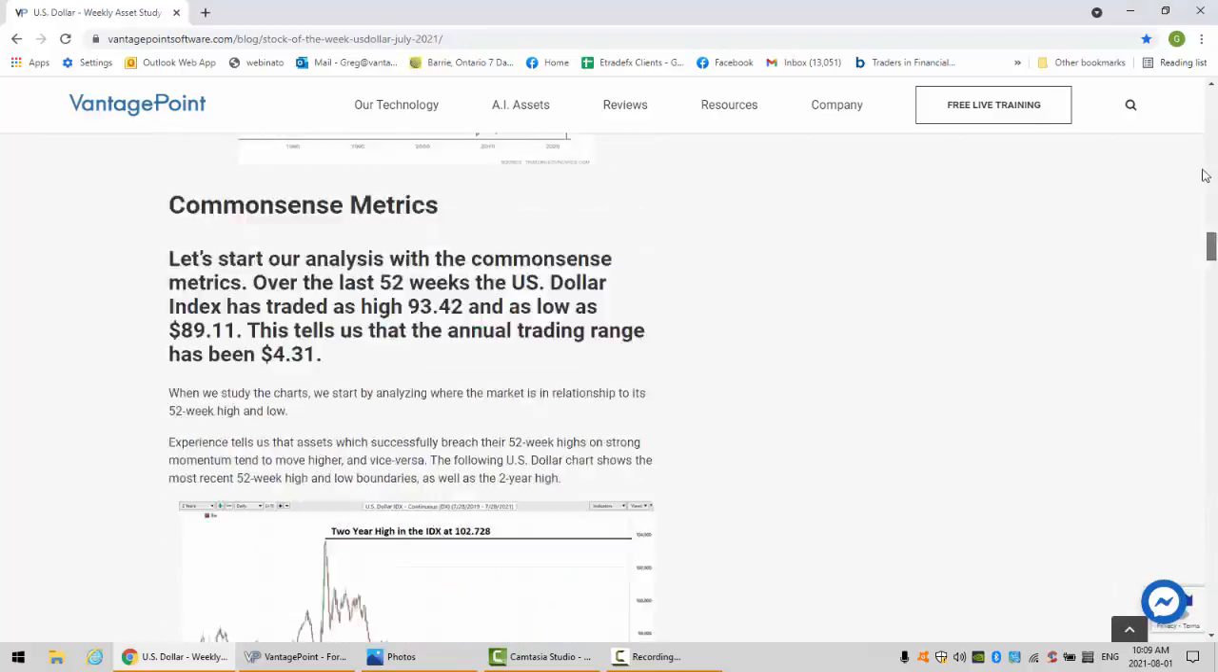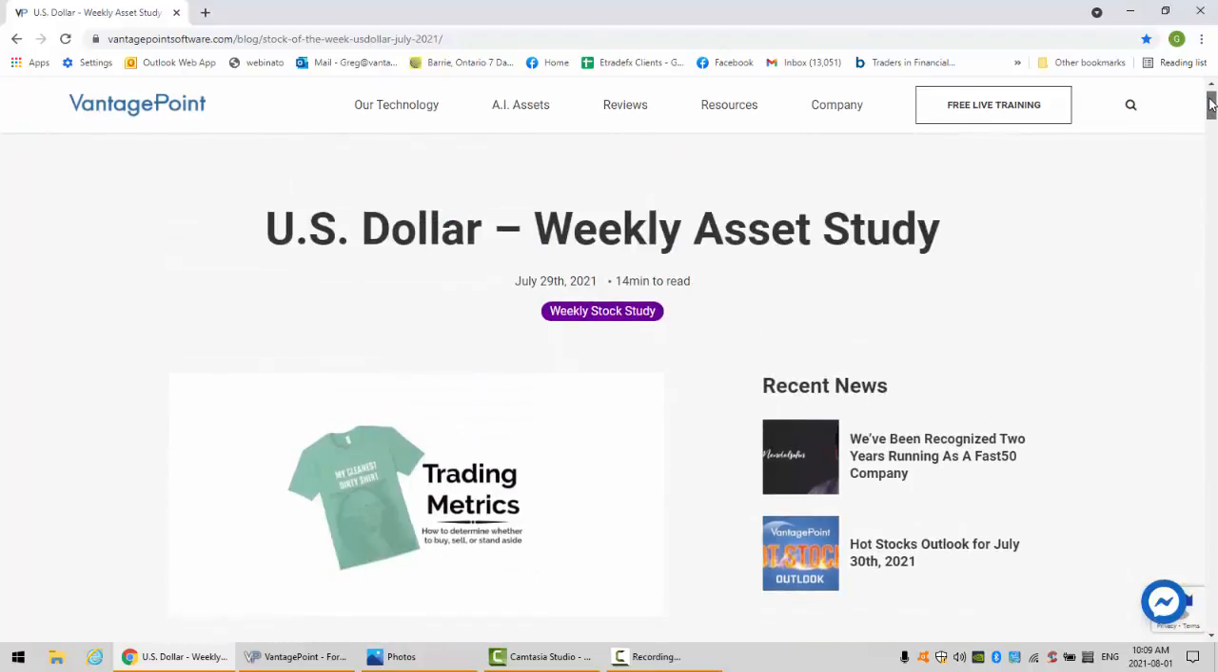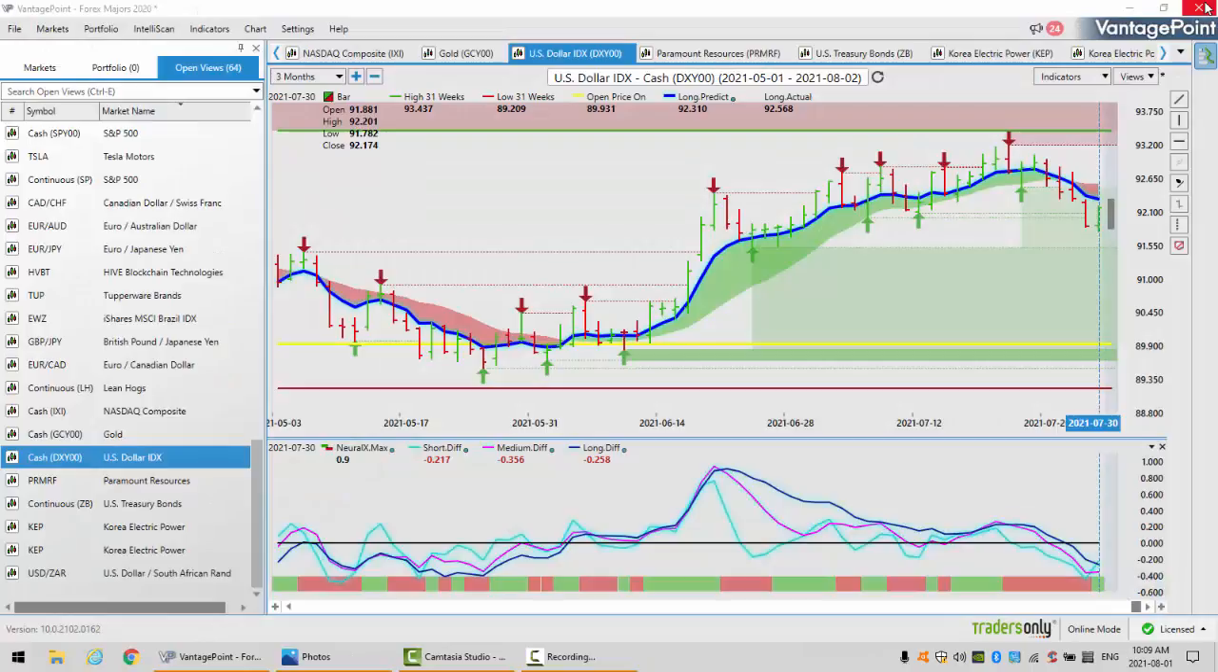Now, that article was posted this week in the VantagePoint. It's a US dollar weekly asset study. I think that was a fantastic article, and that segment hopefully clarifies that question, because I think it was answered better than I could answer it.